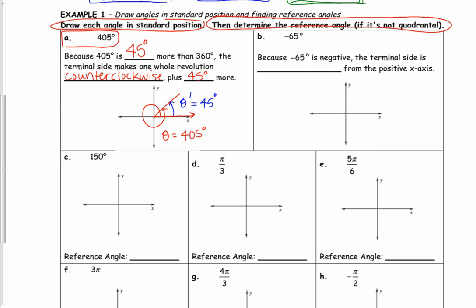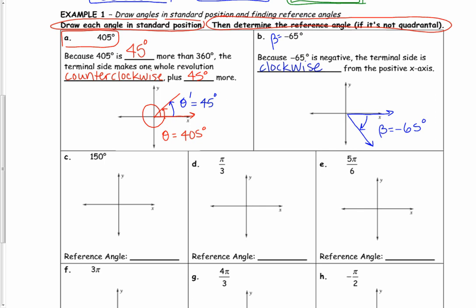In this one, I don't have to call it theta, I could make up another letter. I'm going to call this one beta. That's just a Greek capital letter B. Now my beta is negative 65 degrees. So because negative 65 is negative, the terminal side is going to be clockwise from the positive x-axis. So in standard position, I'm starting on the positive x-axis, and then I'm turning the wrong direction for an angle. I'm turning clockwise, and I'm just going to eyeball 65 degrees. Beta is negative 65 degrees.